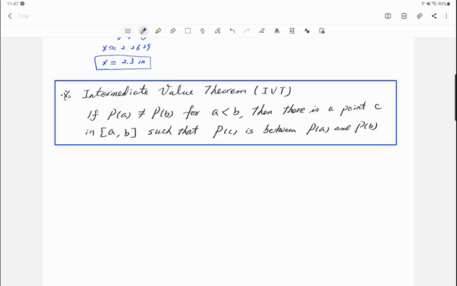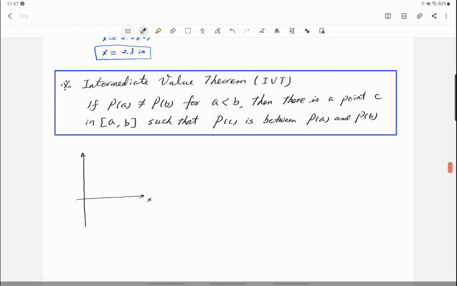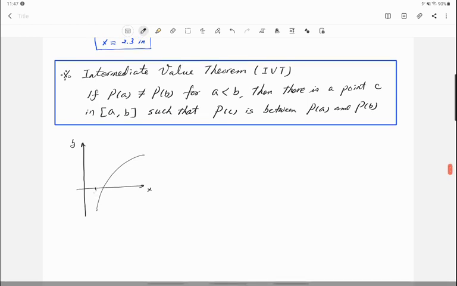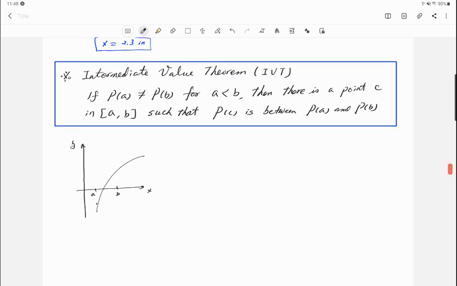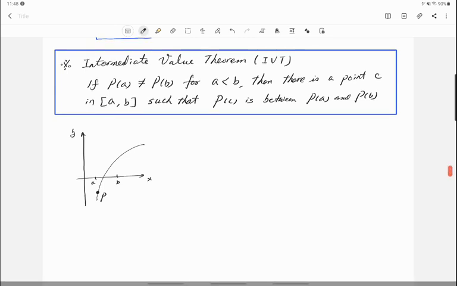Okay, now the next definition is the intermediate value theorem. It looks complicated, but it's really simple. Let me draw a graph. Here's the x-axis and y-axis, and let's say there is a graph something like this. Get the x values at A and B. Obviously in this case A is less than B. Then this is P of A, and this is P of B.